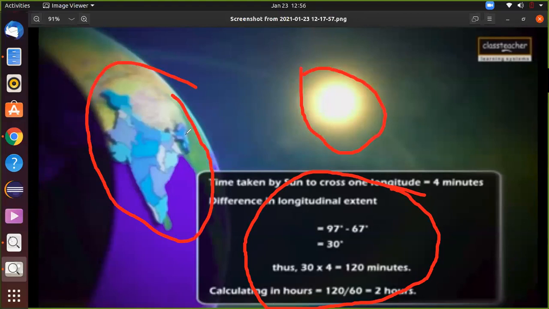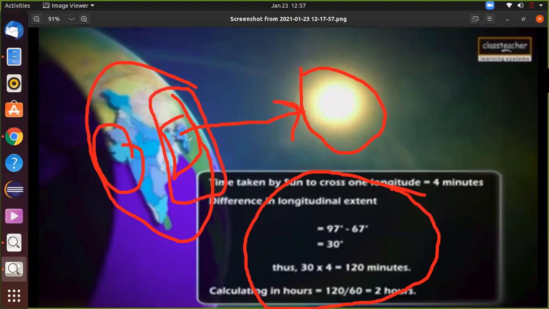Obviously, this area over here will be getting sunlight earlier than this area over here, because this part of Earth is facing the sun much earlier than this part of India. So obviously this part receives sunlight earlier than this part, and the difference is nearly 2 hours. So this eastern part receives sunlight 2 hours earlier than the western part of India.